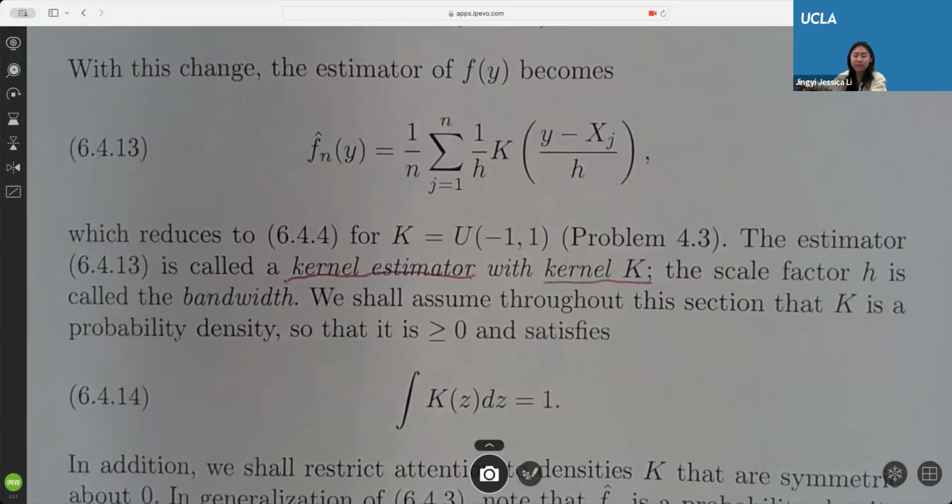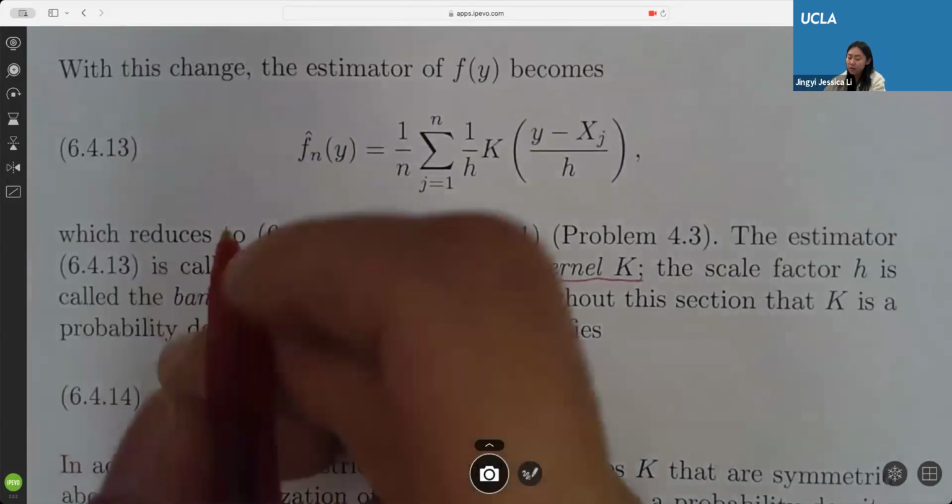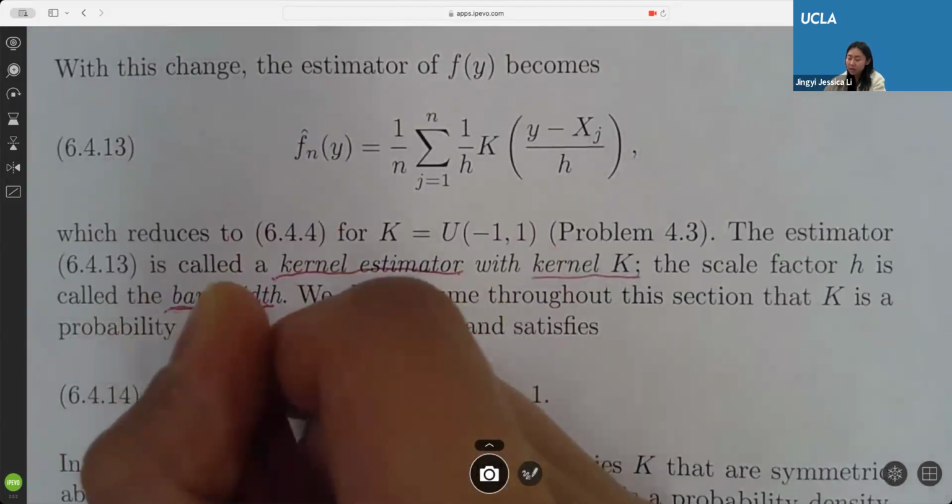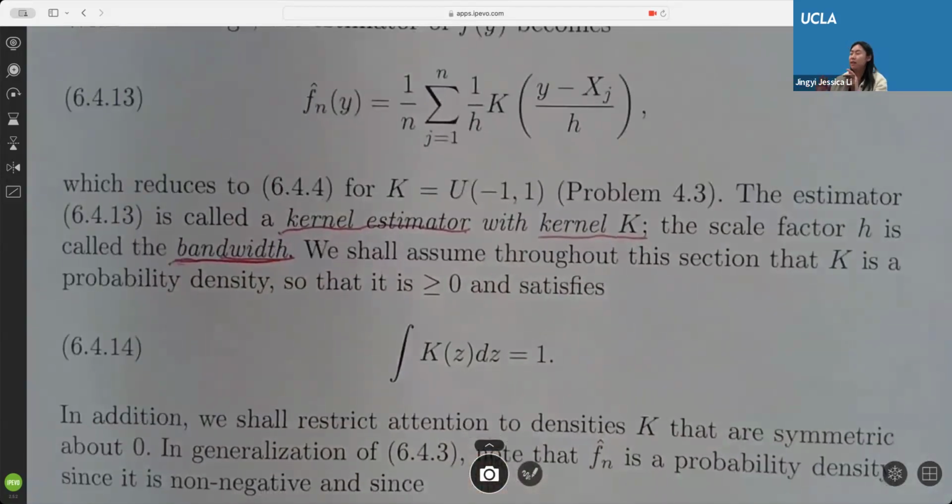Okay, the scale factor h is called a bandwidth. You often see this in any density estimation package or functions. You will need to specify the bandwidth because given the same sample, different bandwidths will give you different density estimates. It can look overly smooth or it can look very wiggly, right? If your bandwidth is too small, that's always the case.